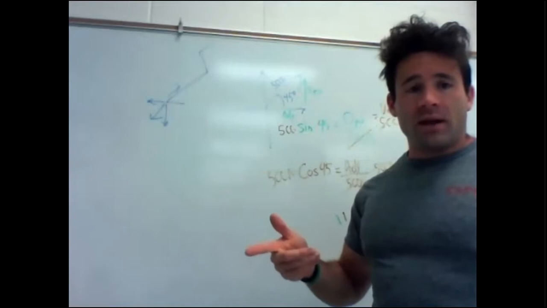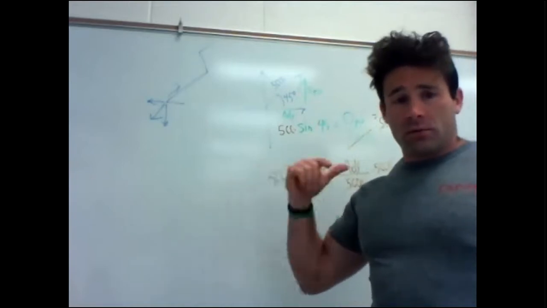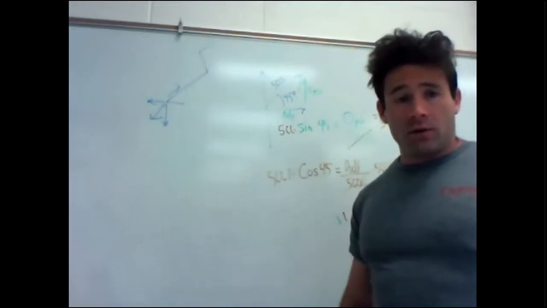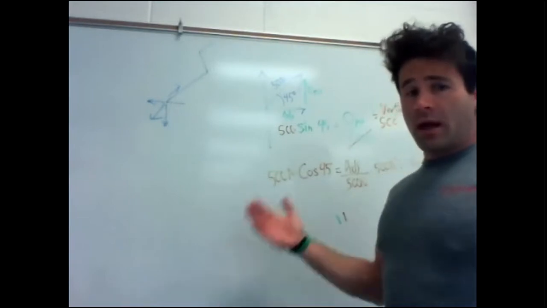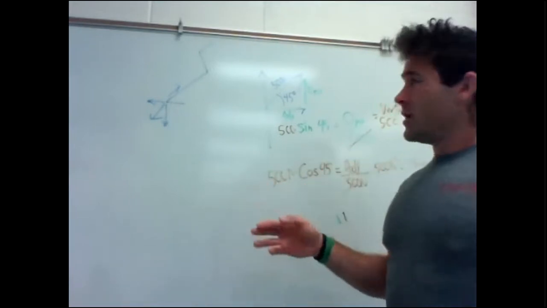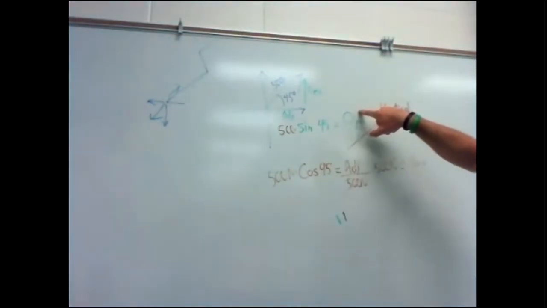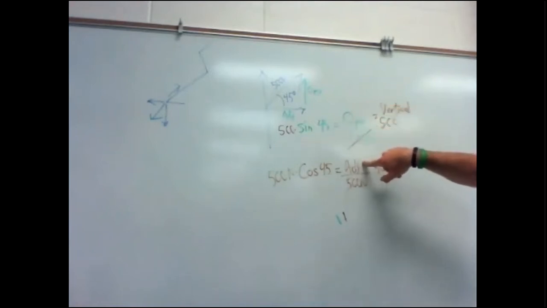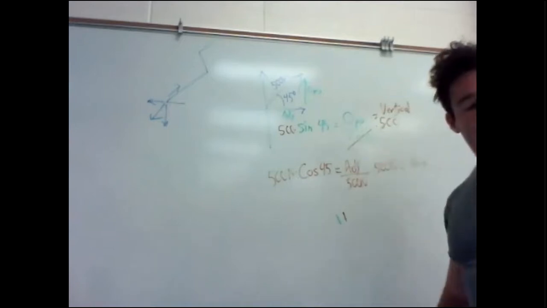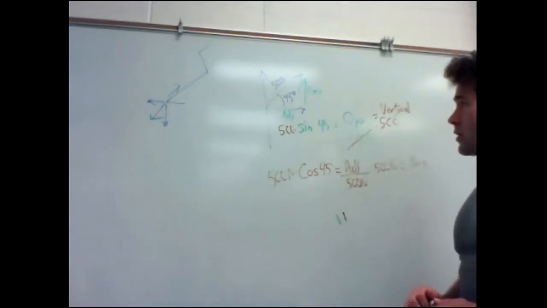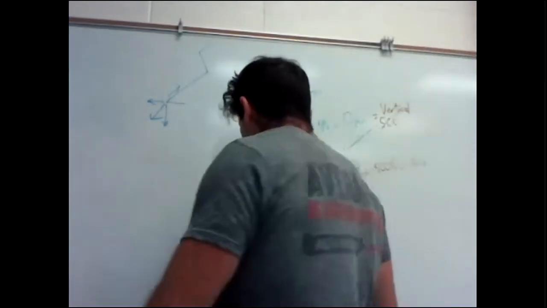So let's say our horizontal force vector was 500 newtons and we knew the angle was 45. Instead of putting the 500 underneath, you would put the 500 on top. Sorry, for the horizontal we'd be talking about the cosine. And from there, I'll draw up another one.